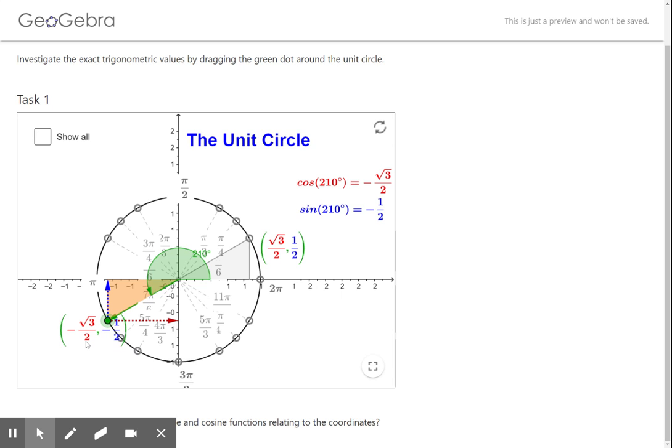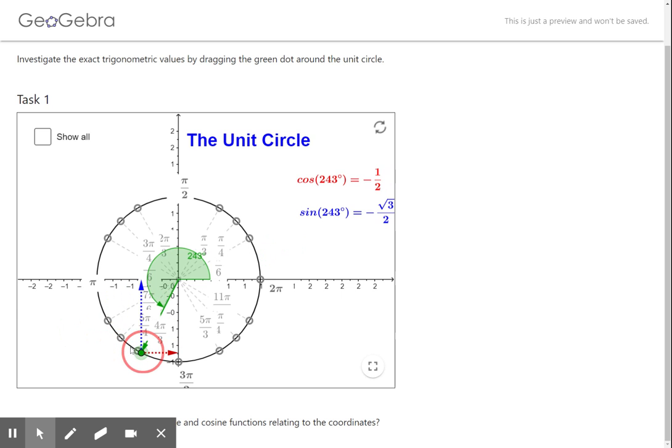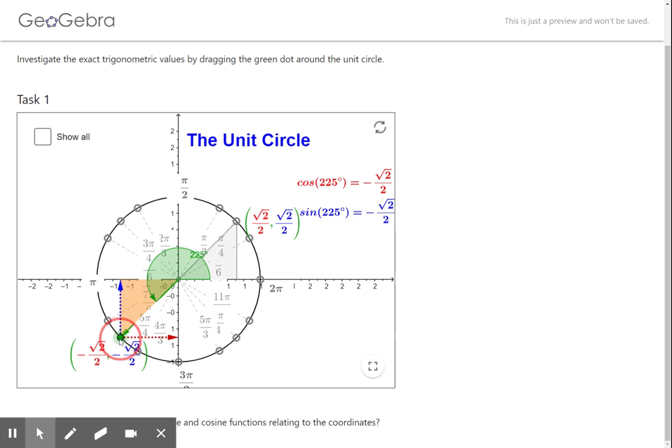In this quadrant, sine and cosine are negative, therefore the tangent is going to be positive. So the tangent of 210 degrees is going to be the same value as the tangent of 30 degrees. And sine and cosine have the same negative sign. This is our 45-45 triangle, which is the same thing, root 2 over 2 for sine and cosine, but negative.